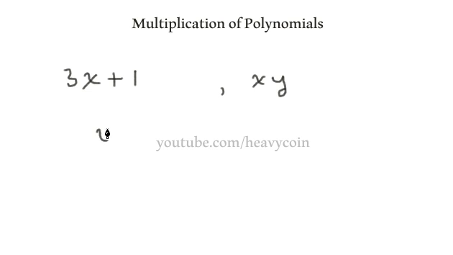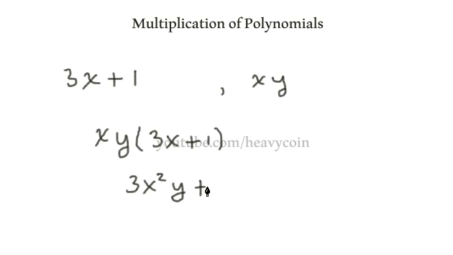So in other words, I'm going to say xy times 3x plus 1. So xy times 3x is going to be 3x squared y, right? Because we have two x's, x times x, plus, and then I distribute the xy across, and that just becomes xy, right? xy times 1 is xy. Well, that's what we've been doing. We've been multiplying polynomials, but I don't think I actually ever really mentioned it.